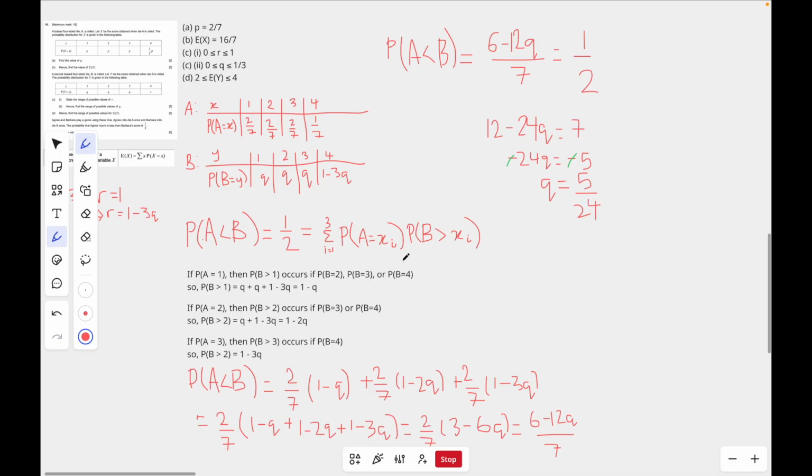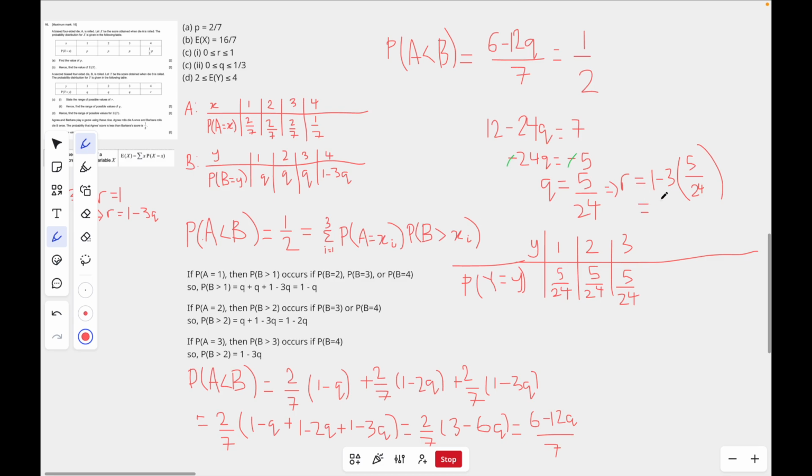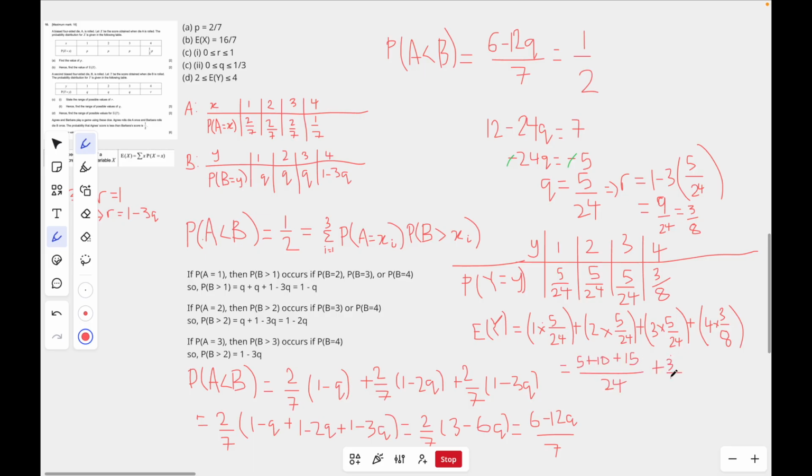Great, hard part's done. Now we just need to substitute this value of q back into the probability distribution table shown in the question for die B, and compute the expected value of y. The probability distribution now has probabilities 5 over 24 for scores 1, 2, and 3, and 3 over 8 for a score of 4. So computing the expected value of y by doing 1 times 5 over 24, plus 2 times 5 over 24, plus 3 times 5 over 24, plus 4 times 3 over 8, results in an expected value of y of 11 over 4 after simplification.